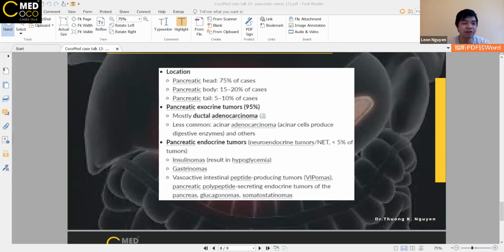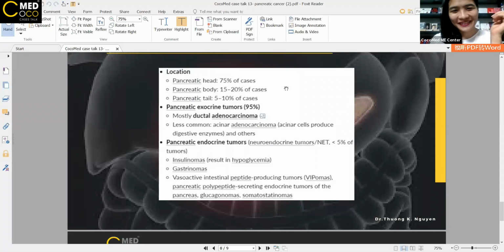Usually if you have pancreatic cancer, you have to think about MEN type 1 because it's usually associated with that. The three together are called multiple endocrine neoplasia type 1.